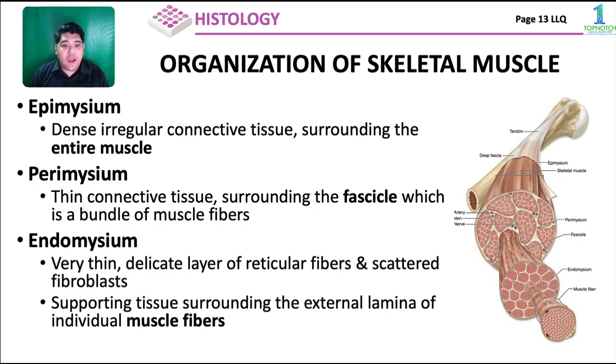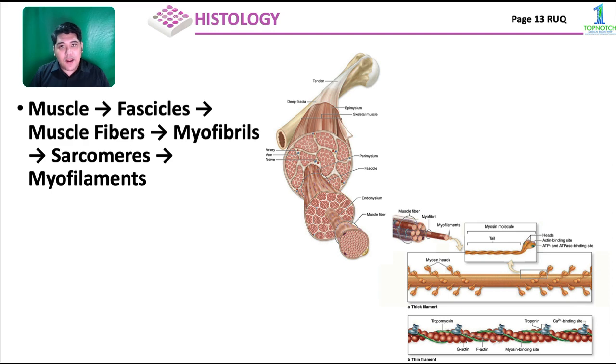Like your nerve, our skeletal muscle also has coverings. So let's talk about the organization. Epimysium, okay guys, this is it: dense, irregular connective tissue. Your epimysium surrounds the entire muscle. Next to that is your perimysium, which surrounds the fascicle, a bundle of your muscle fibers. And then you have your endomysium that surrounds your muscle fiber. Again, smallest to largest: endomysium, perimysium, and then your epimysium. Remember that.